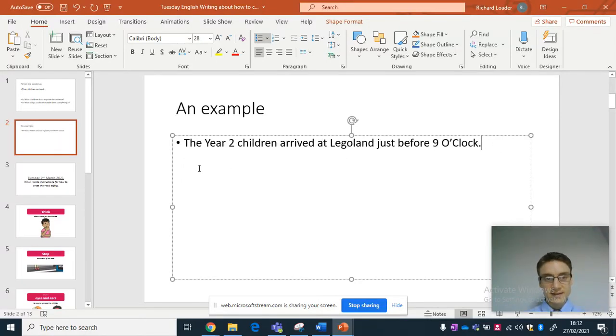So in that sentence it tells me who, the year 2 children. It tells me what they did. They arrived. It tells me where, Legoland, and it tells me when. So we've got who, where, when. Now we could have said how, couldn't we? Could we say the year 2 children arrived by bus at Legoland just before 9 o'clock? Keep on asking yourself those questions, and then it gives us more detail in the idea, doesn't it? Right, see if you can think about your own one then.